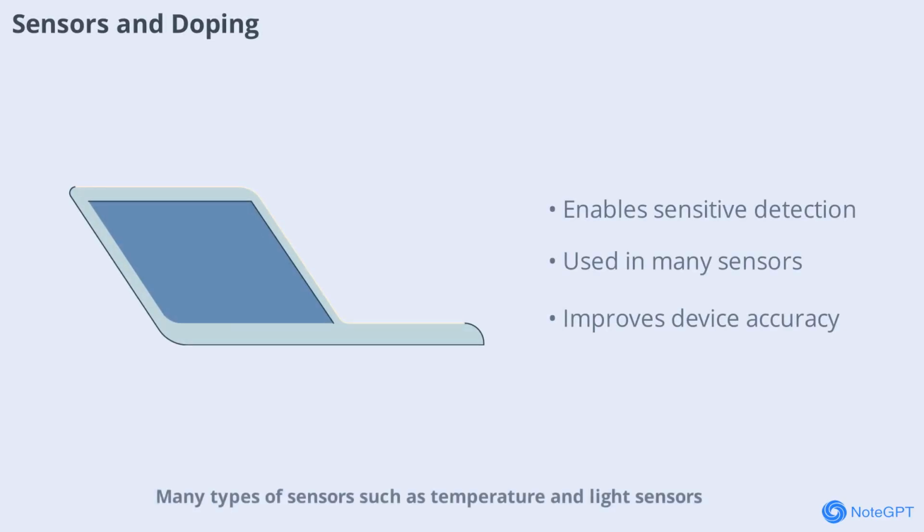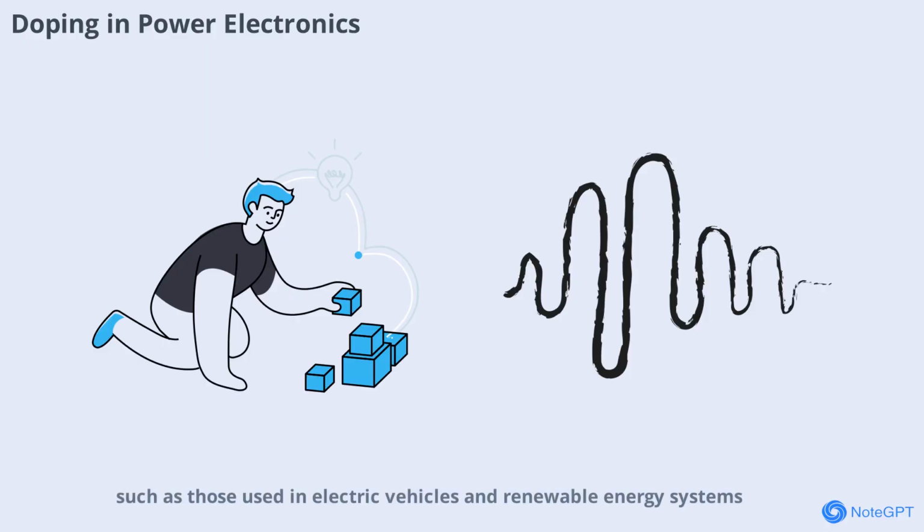Many types of sensors, such as temperature and light sensors, use doped semiconductors to detect changes in their environment. Doping allows these sensors to respond to small changes in voltage or current, making them highly sensitive and accurate. This is why doped semiconductors are found in everything from smartphones to medical devices, helping us interact with and understand the world around us.